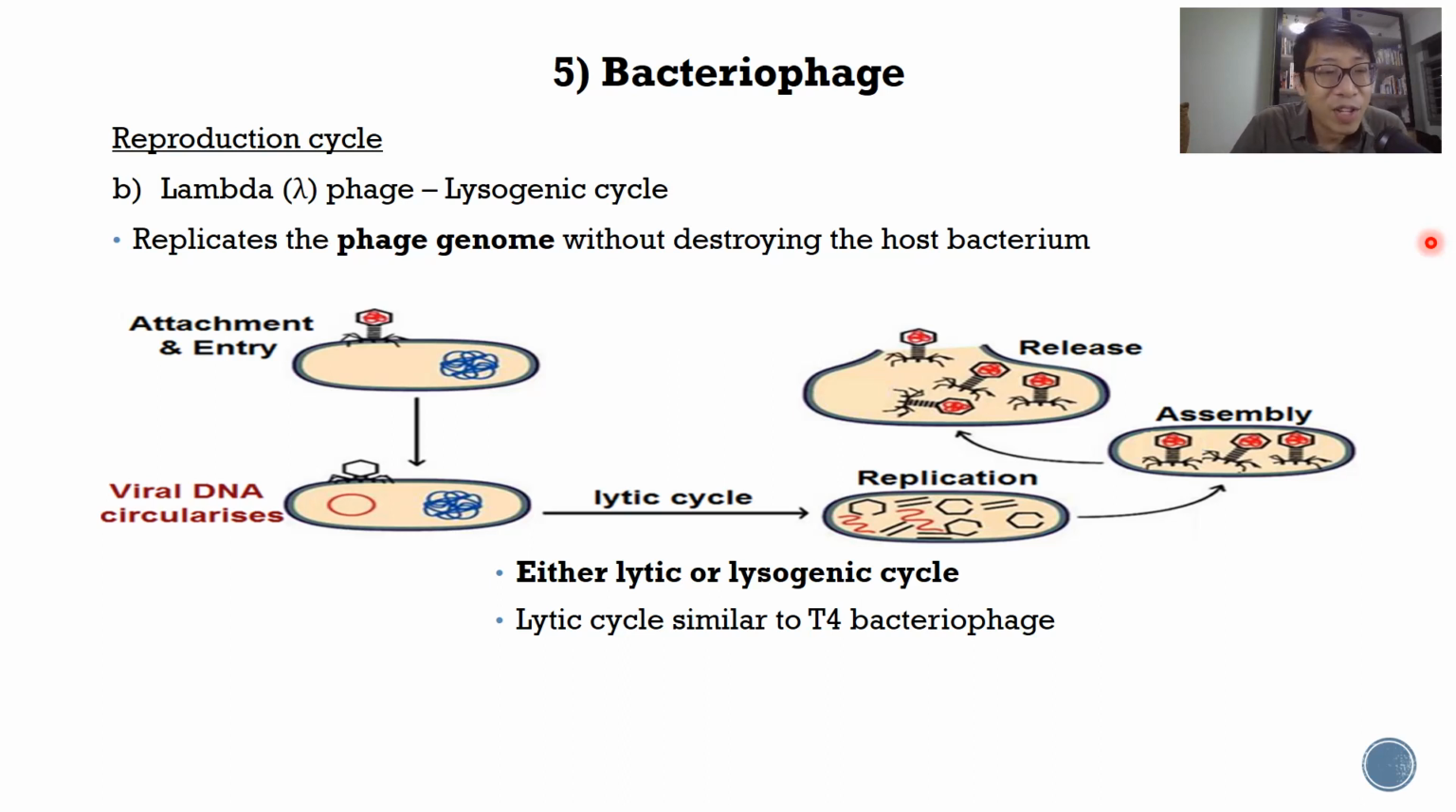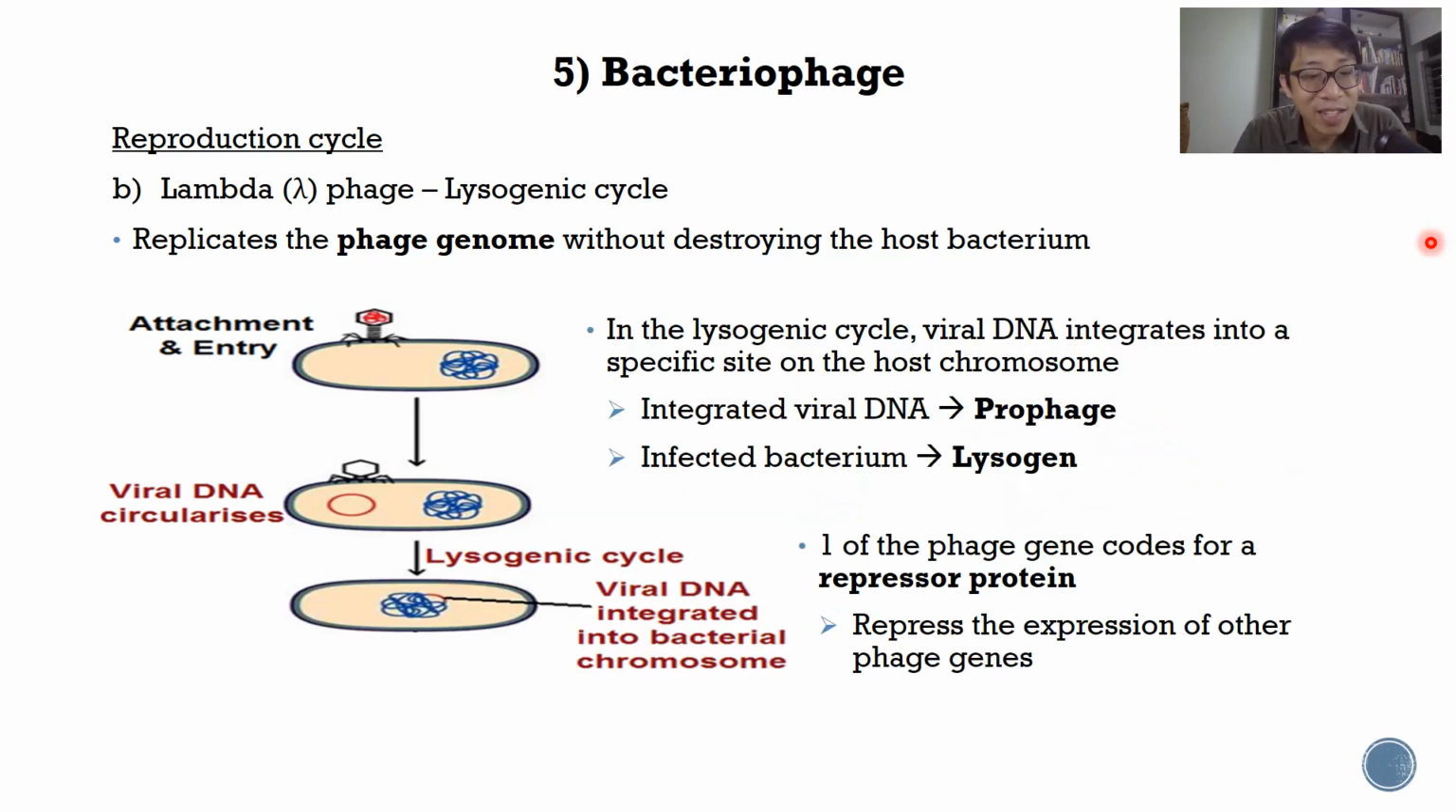However, the lambda phage can also enter the lysogenic cycle. This is when the viral DNA gets integrated into the bacterial chromosome. Once integrated into the bacterial chromosome, the viral DNA is called a prophage. And the infected bacterium that carries this prophage is known as a lysogen. That's why it's called the lysogenic cycle.